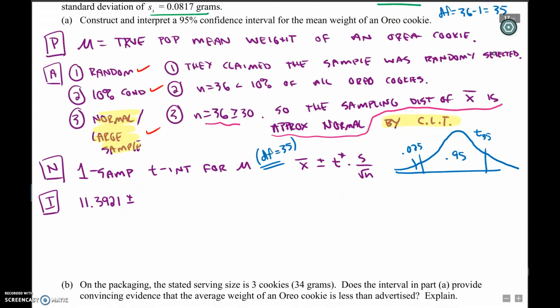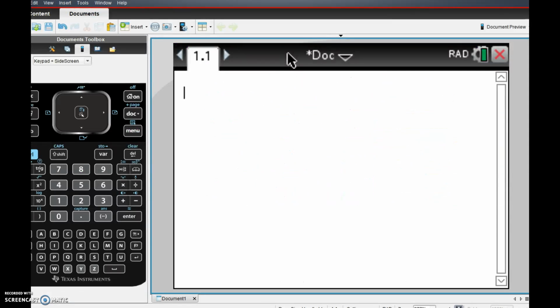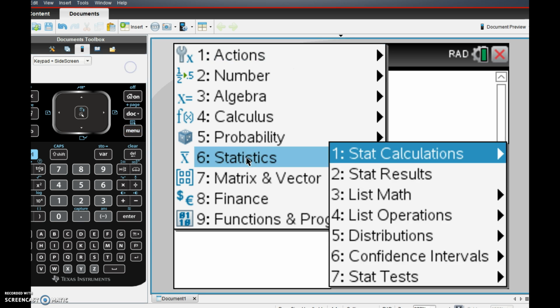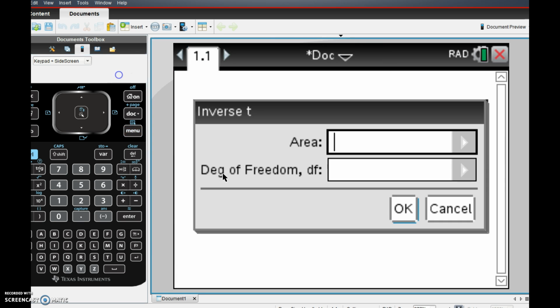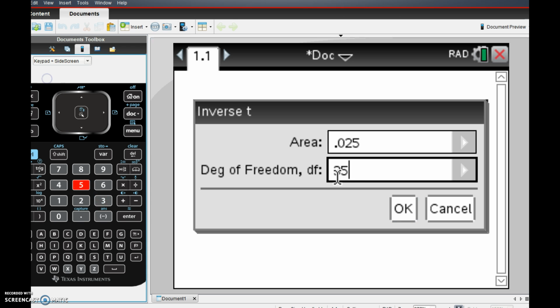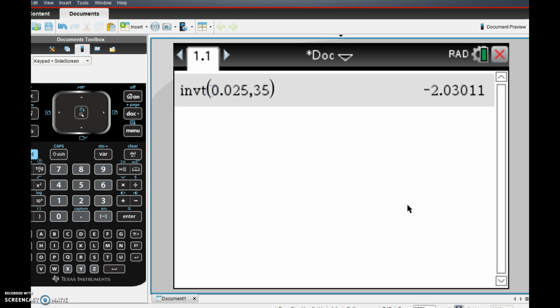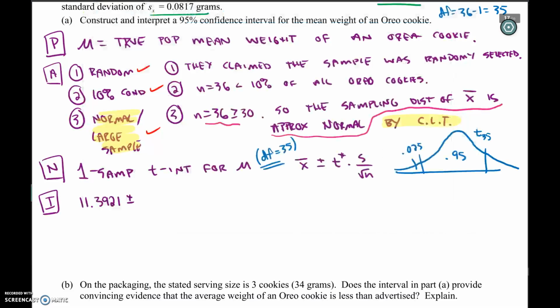It's going to be pretty close to the normal, but it's going to be off a little bit. So this should be close to the 1.96, but off a little bit. Inverse T, 0.025 to the left, 35 degrees of freedom, 2.03. So a little bit bigger. So 2.03 for the T crit. And then we're going to put in the 0.0817 divided by the square root of 36. And then type that in your calculator.